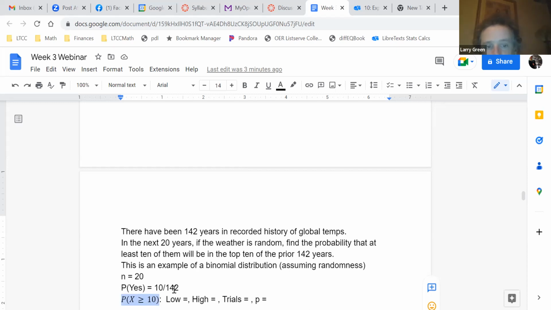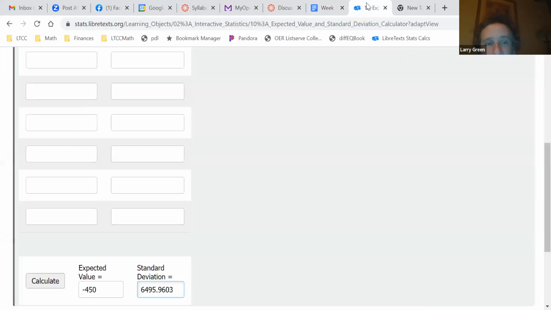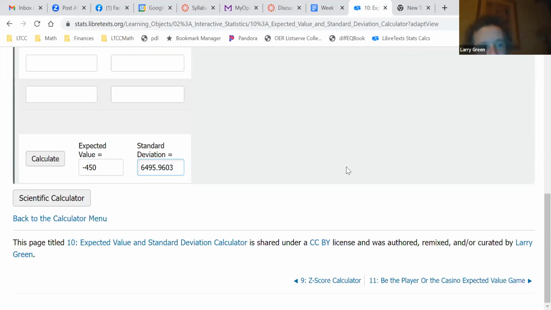Any questions on that? Okay. So I wrote low, high, trials, P, because that's what you're going to need. So to compute this probability, here's what we're going to do. We're going to go back to the calculator menu.